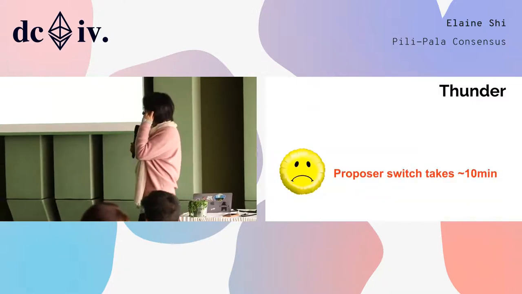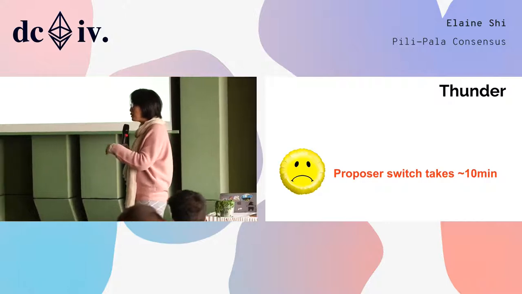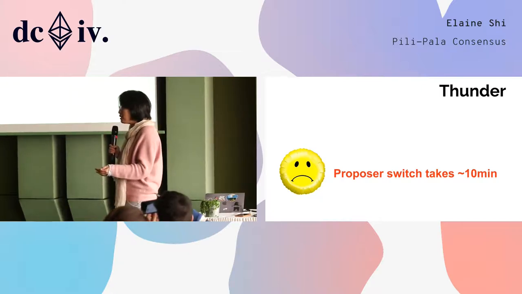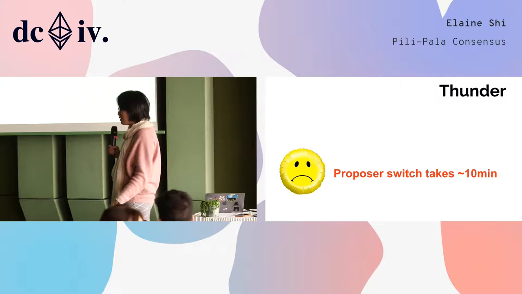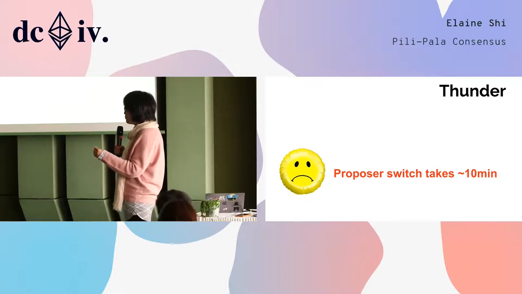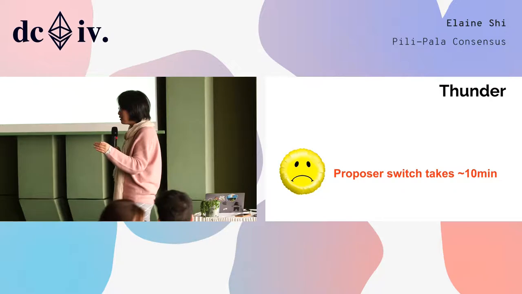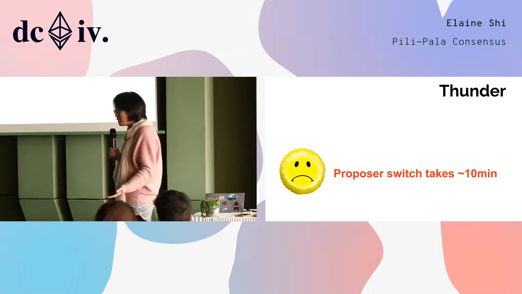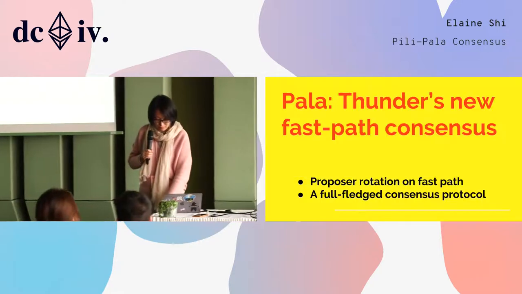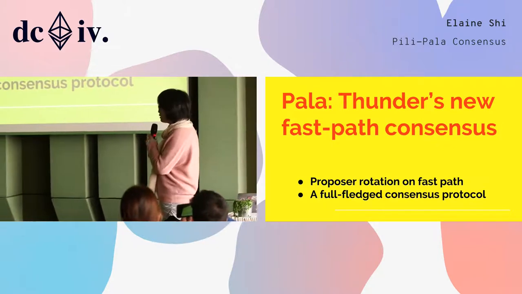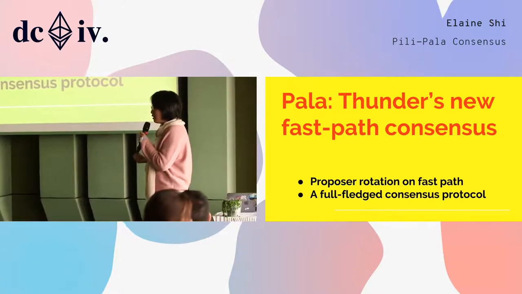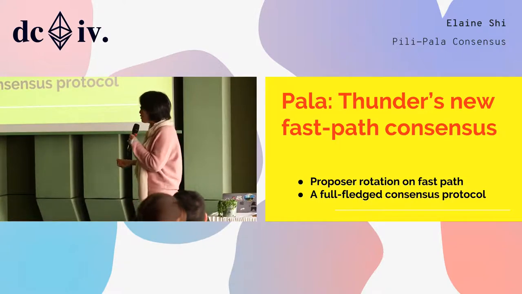So this is a very simple and powerful idea. One drawback is that if you use this approach to fall back to the slow chain to fix the proposer, then the proposer switch is going to take about 10 minutes if, let's say, we use Ethereum as the slow chain. And that's rather slow. One implication of this is that if we want the proposer to be decentralized on the fast path, it's kind of impossible, because every time we switch the proposer, it's going to cause an interruption for 10 minutes, and that's not going to be okay. So what we want is a mechanism to allow us to rotate the proposer on the fast path in a seamless manner. And that's what I'm going to talk about. I'm going to talk about the Pala protocol.